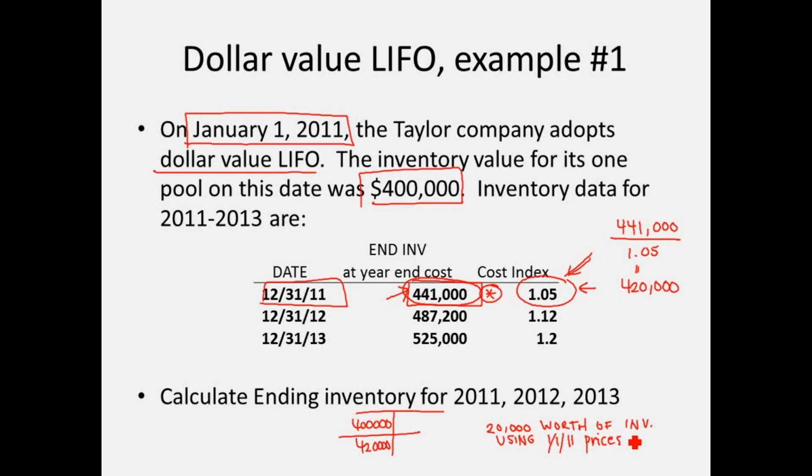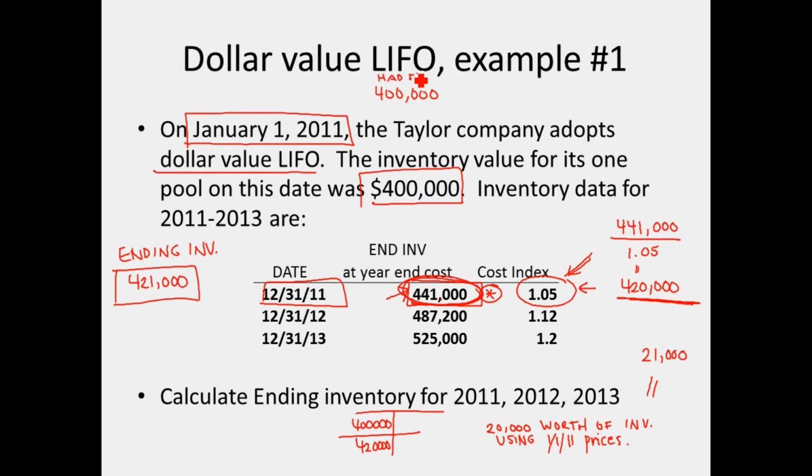Well, 20 times 1.05, 21,000. Okay? So when I ask myself, what is my ending inventory? Okay, my ending inventory is $421,000. It's not 441. It's not 420.